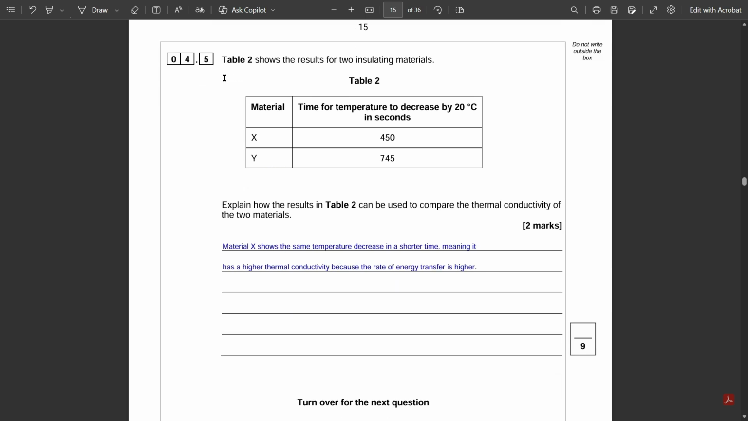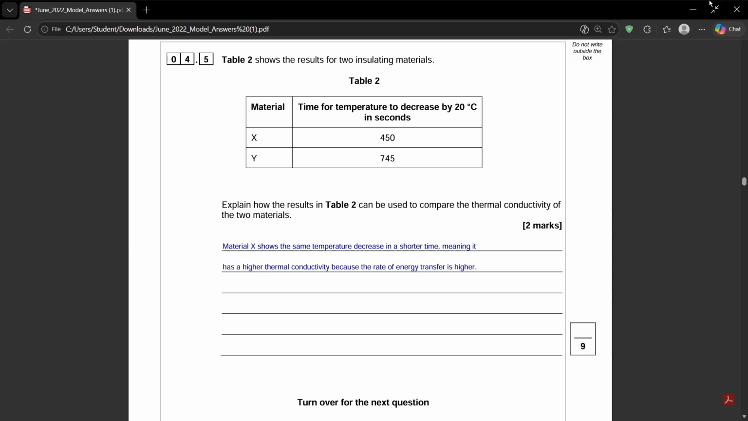And then table 2 shows the results of two insulating materials. Material X takes 450 seconds to decrease by 20 degrees Celsius, and for material Y, it takes 745 seconds to decrease by 20 degrees Celsius. Explain how the results in table 2 can be used to compare the thermal conductivity of the two materials. Well, material X shows the same temperature decrease in a shorter time, meaning it has a higher thermal conductivity because the rate of energy transfer is higher.